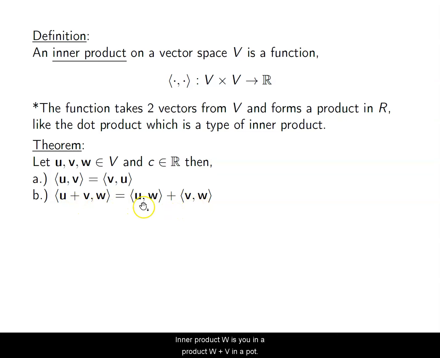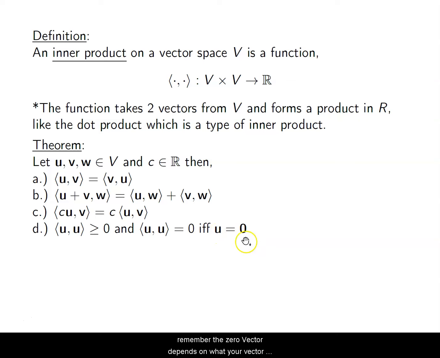And the last one was that u inner product with itself will always be positive, and the only time it is 0 is if my vector in this case is the 0 vector, right? So again, remember, the 0 vector depends on what your vector space looks like and how you're defining addition, subtraction, and scalar multiplication, right? So now we're really applying all of the things we've talked about before into this idea of inner product.